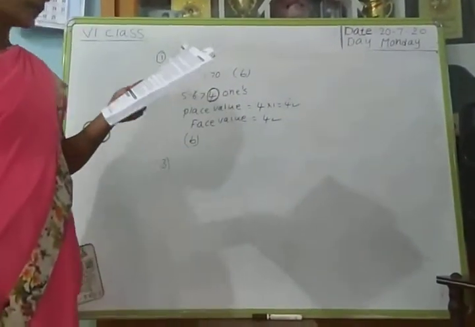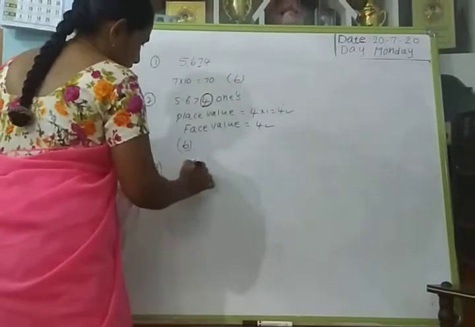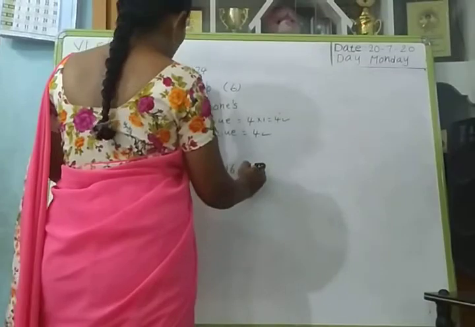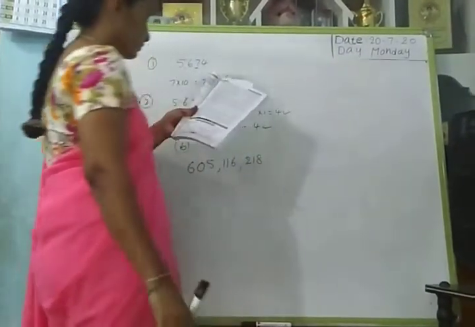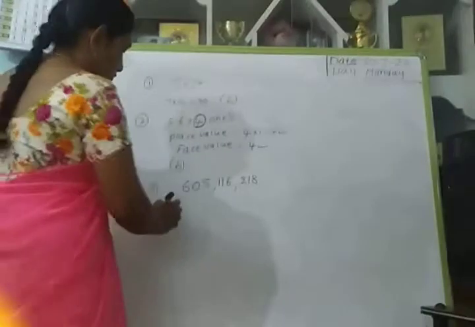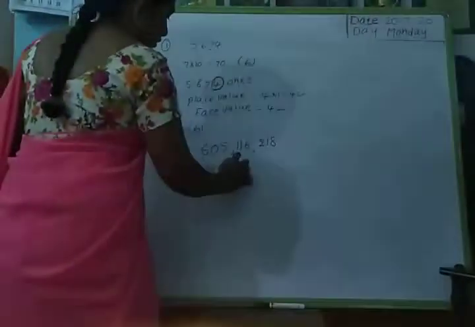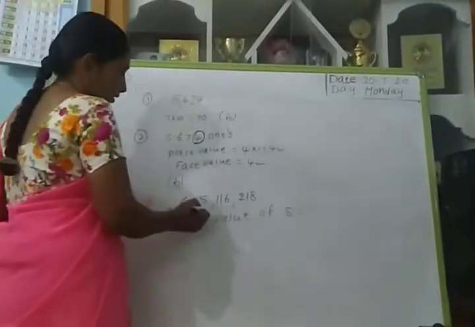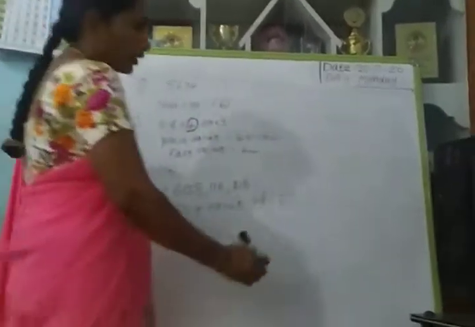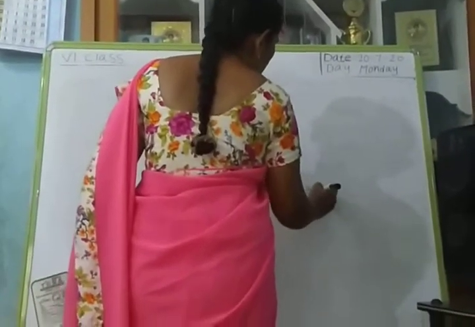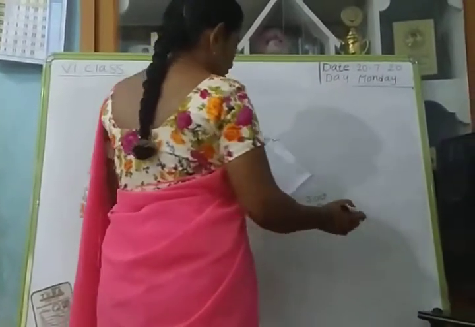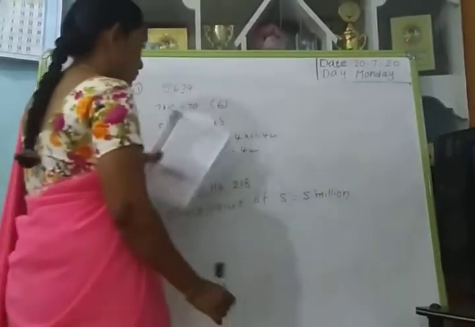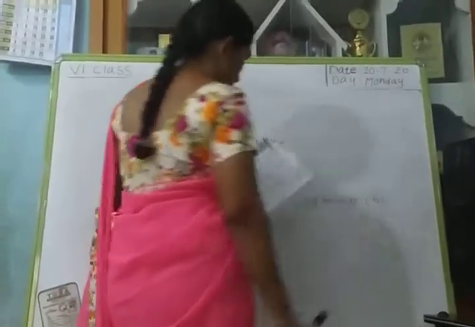Third one: place value of 5 in 605,116,218. 5 is in which place in this number? Millions place. So 5 into million, what will you get? 5 million. So which option is correct? Option B, it is also option B.